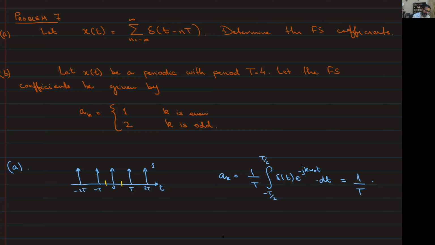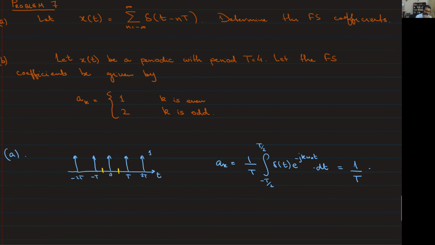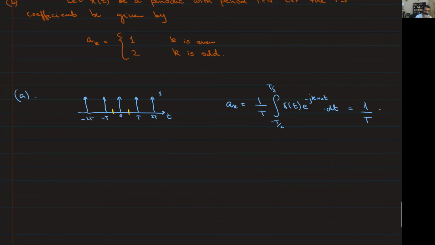So that's part A. Now part B says, let's say there is a signal x of t that is periodic with a period of capital T equals 4, and the Fourier series coefficients are given by this expression: a_k is equal to 1 for k even and 2 for k odd. ठीक है, x of t निकालना है, क्या करें? Any ideas?